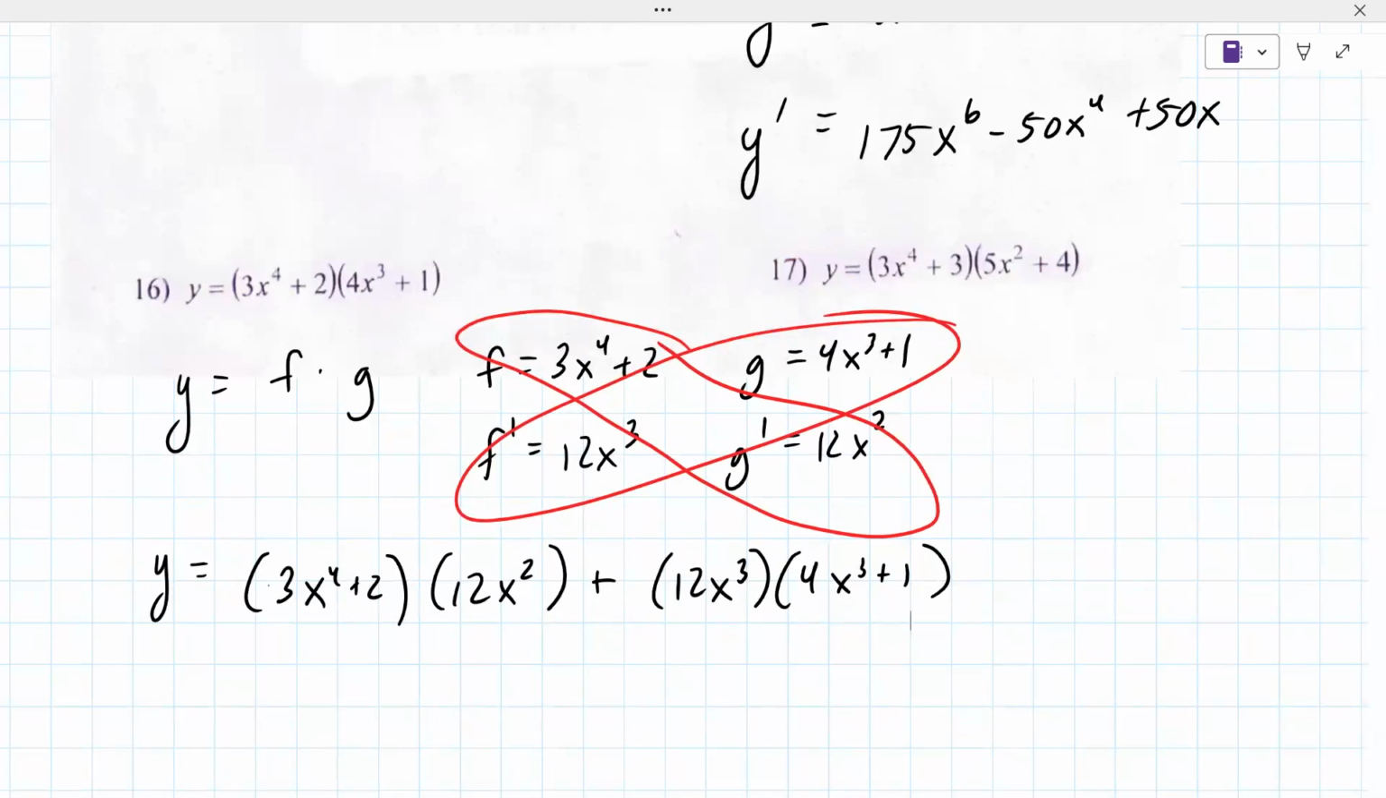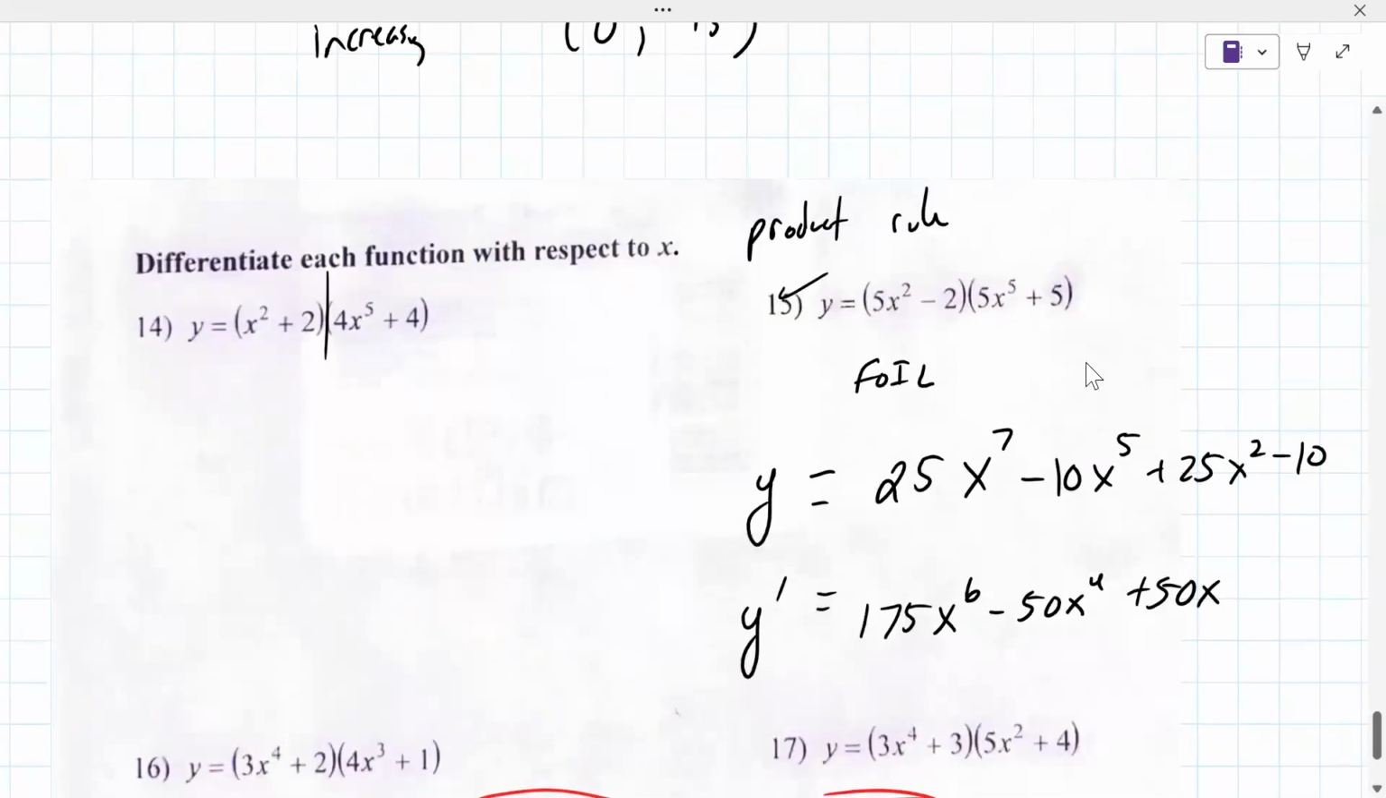Do you have any thoughts on that? I think that, since he didn't specify, I could make a case and say, you didn't specify, so I used FOIL. I feel like that'd be a lot easier, to FOIL and then take the derivative. It is. It works for these.